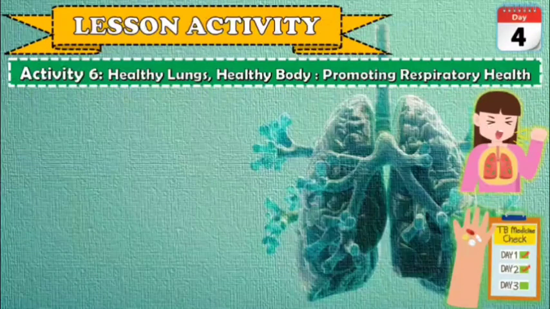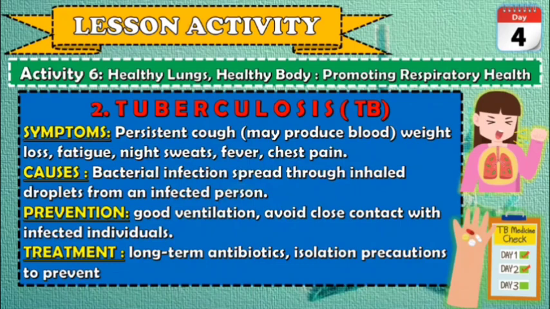Number 2. Tuberculosis or TB. Symptoms: persistent cough that may produce blood, weight loss, fatigue, night sweats, fever, and chest pain. Causes: bacterial infection spread through inhaled droplets from infected persons. Prevention: good ventilation, avoid close contact with infected individuals. Treatment: long-term antibiotics, isolation precautions to prevent spread.